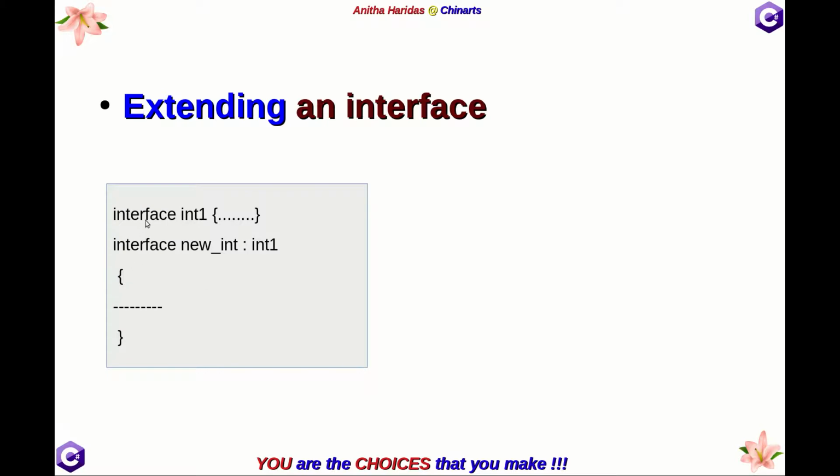So here I am declaring an interface int1. I have some methods or properties, whatever you want, the members can be defined here. Then you have another interface called new interface, which is inheriting the properties that are available in interface 1. This is what you call extending an interface. If it is a class, we call it inheriting. One class is inheriting the properties of another class. But if it is an interface, we call it extending an interface. So this is an example of one interface extending another interface.